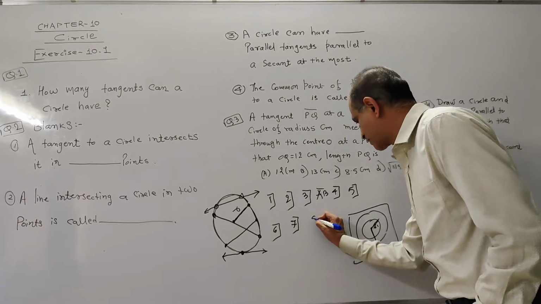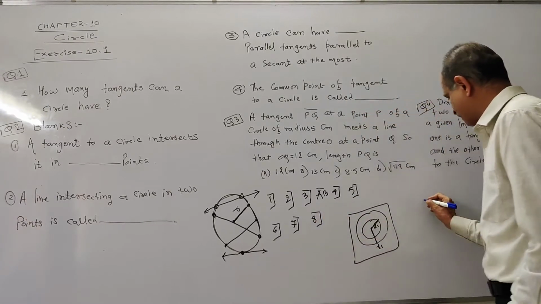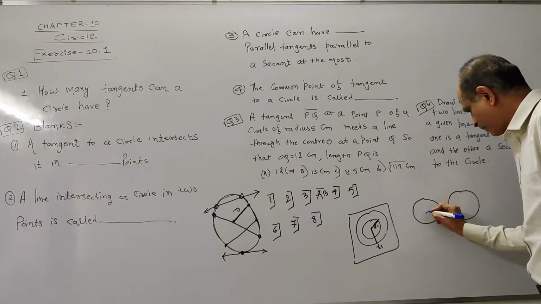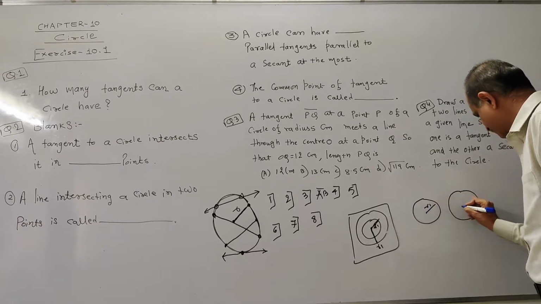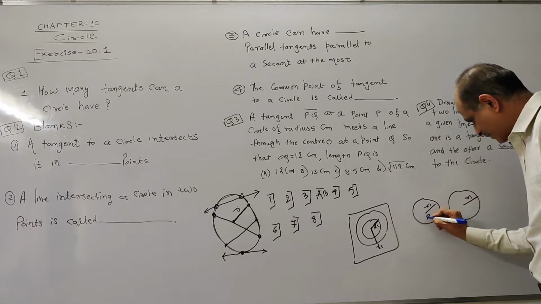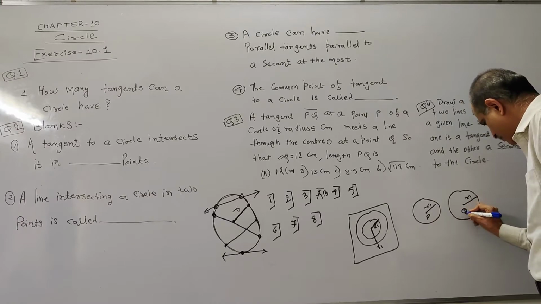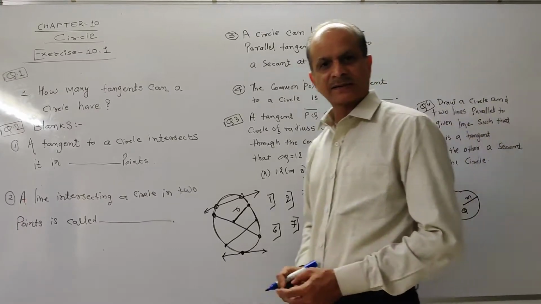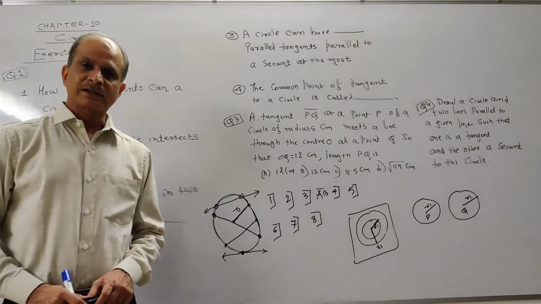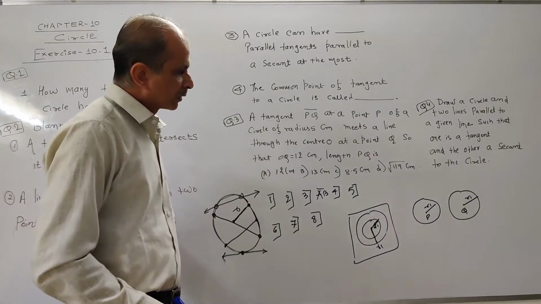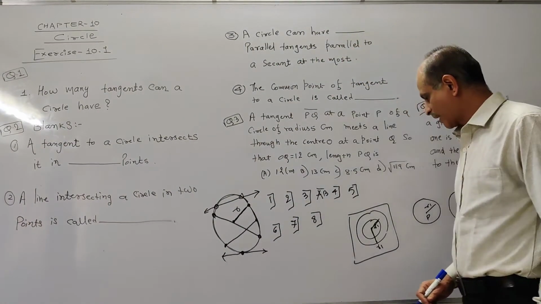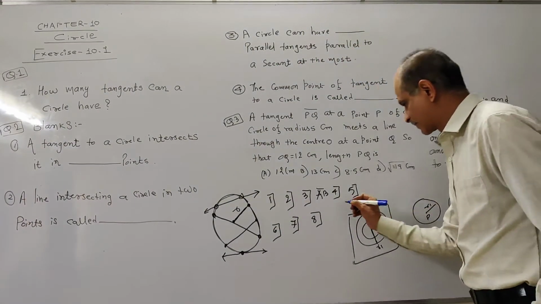Well, we have also discussed congruent circles. Two circles having the same radius but different centers. Here the center is P, here the center is Q, but in both cases the radius is R1. So friends, two circles having the same radius but different centers are known as congruent circles.